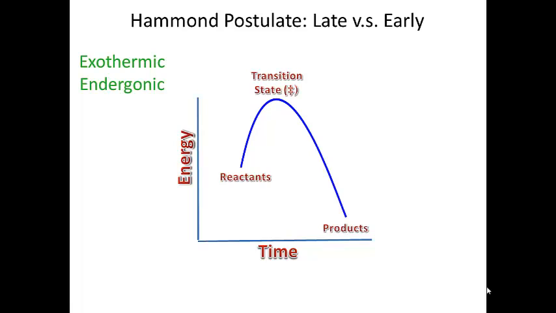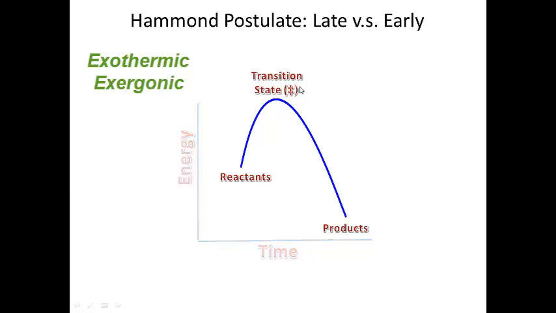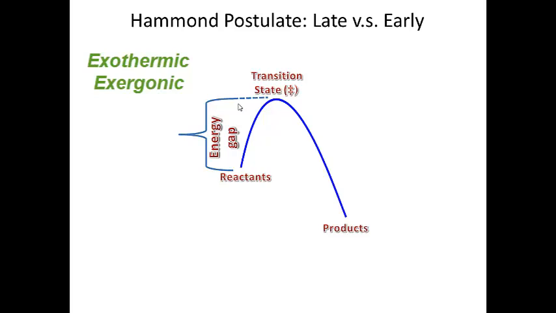So let's take a look. So here's an exothermic reaction, right? And so you see here, you have your reactants, you have your products, you have your transition state. Now let's get this out of the way and look here, right? If you look here for an exothermic reaction, the energy gap between the reactants and the transition state is very small when we compare it to the energy gap between the products and the transition state.